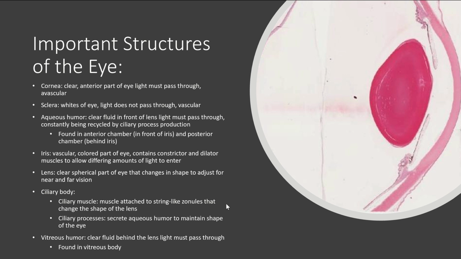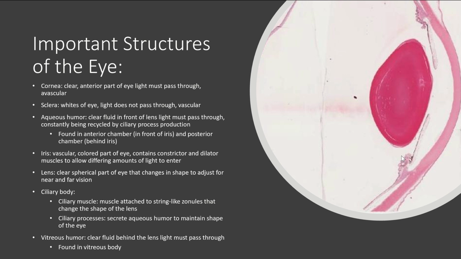Okay, the next thing is going to be the ciliary body. So this is the ciliary body. It's made up of two things, the ciliary muscle and the ciliary processes. So the ciliary muscle is what's going to be attached to these things called zonules. So these little strings that attach to the lens, and the ciliary muscle is smooth muscle that's going to contract and change the shape of the lens. So that's what helps the lens change shape, is the ciliary muscle.